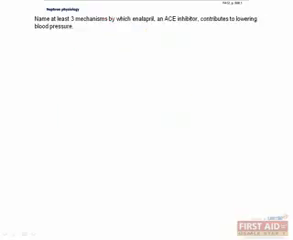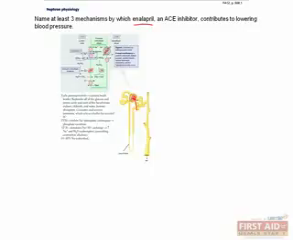Name at least 3 mechanisms by which enalapril, an ACE inhibitor, contributes to lowering blood pressure. This question really shows you how intricate the kidney can be. Enalapril, which is an ACE inhibitor, prevents the formation of angiotensin II. This has a number of important effects. First, angiotensin II normally acts in the proximal tubule to stimulate sodium absorption in exchange for protons. Less angiotensin II will lead to sodium loss in the urine, and since this happens isosmotically, it will also lead to water loss and subsequent lowering of blood pressure.